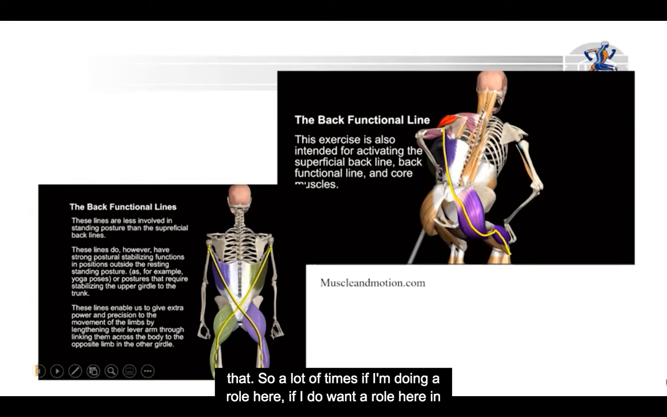So a lot of times if I'm doing a row in this position, it's going to affect my lat, my shoulder extensions, but also then I have to stabilize my pelvis, right? I have to stabilize my core, all the way down there. So it can be that functional line exercise, which is very important.